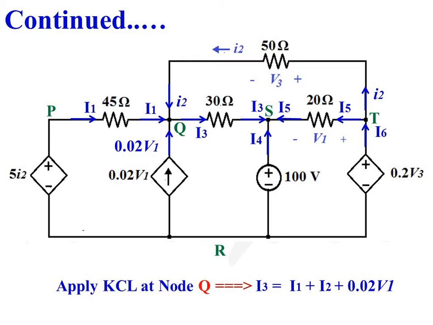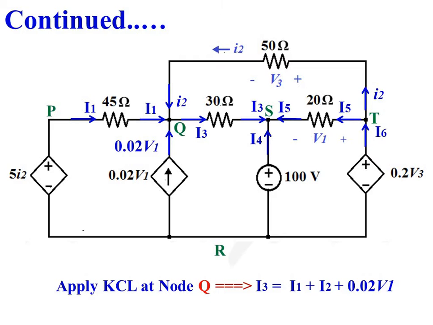Applying KCL at node Q. There are four currents associated with node Q. I1, I2, I3 and 0.02 V1 are the four currents associated with node Q. Out of these, three currents are incoming. I1, I2 and 0.02 V1 are the incoming currents, while the lone outgoing current is I3.